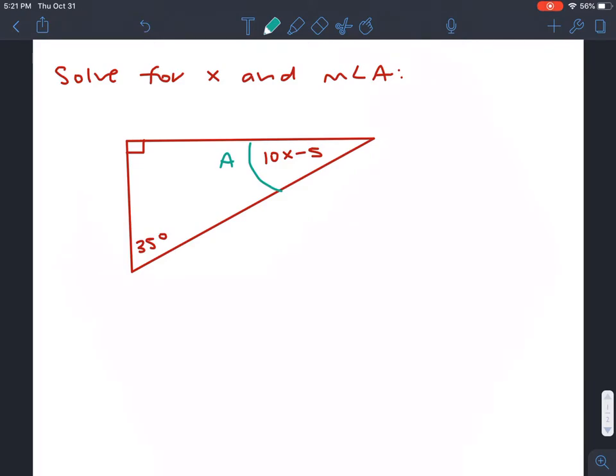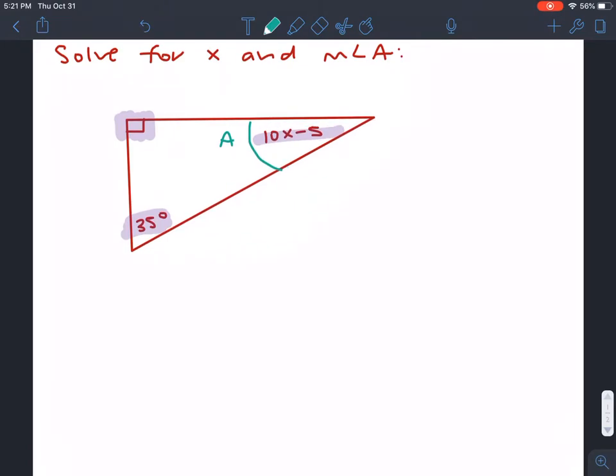So in this example, I have three things going on. I have 10x minus 5, that's the label for an angle I don't know. I have 35 degrees, that's the label for an angle I do know. And then I have the little right angle box, meaning that I have a 90-degree angle.